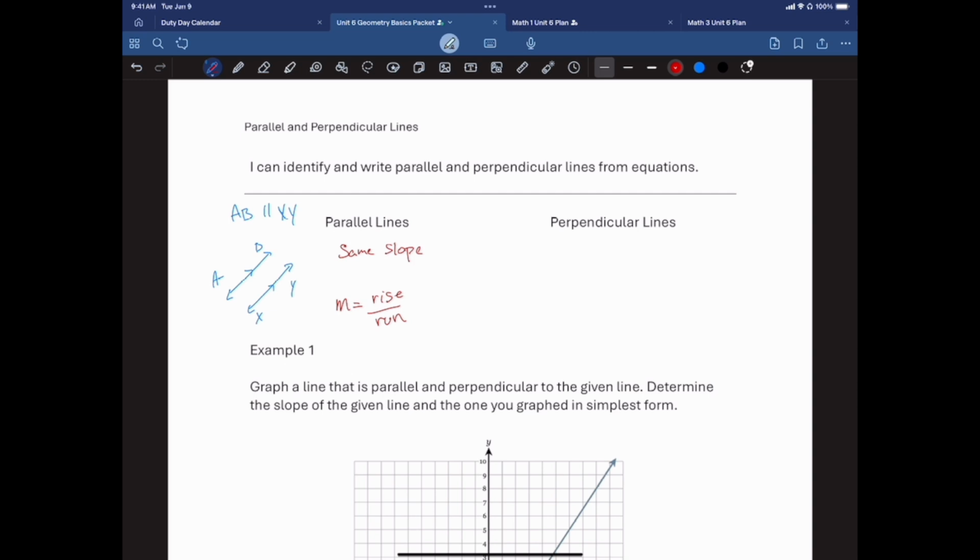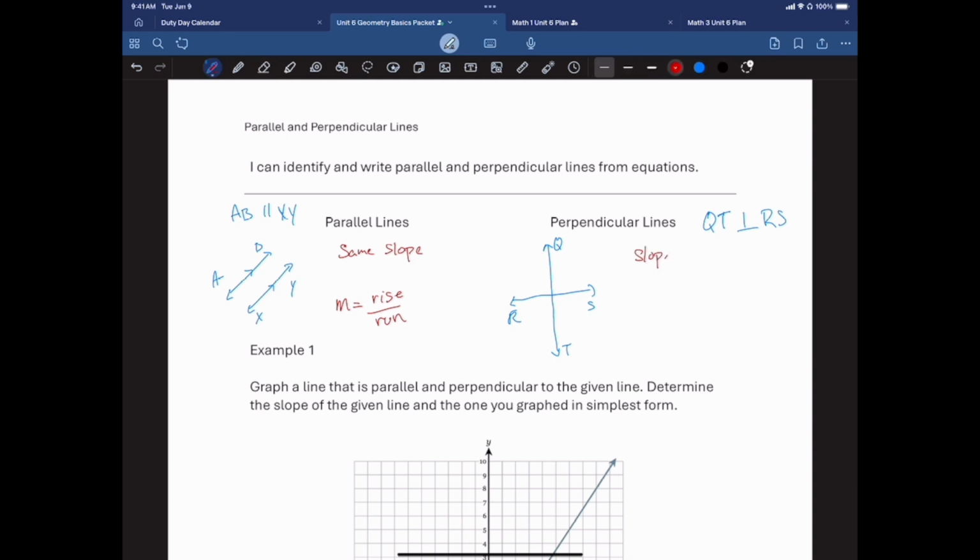Okay. So again, we already know if we have a line, let's use uppercase RS, and we'll call this QT. If I wanted to say that these two are perpendicular, we'd use the upside down T. We say RS is perpendicular to QT. The slopes for perpendicular lines are going to be the negative inverse.